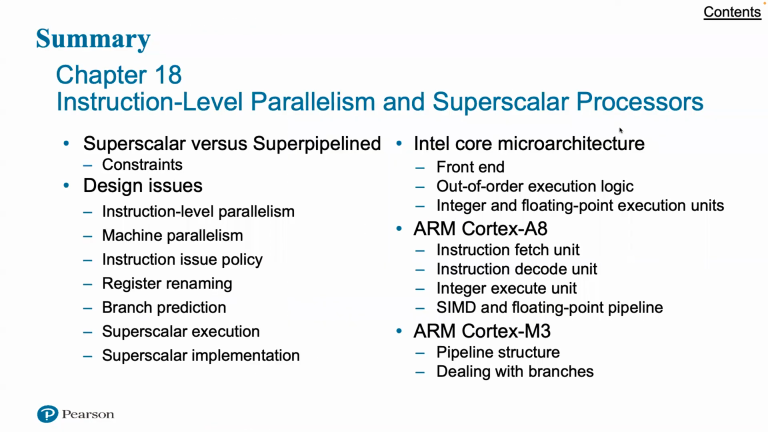Okay, well, just to finish up here, we're seeing some really amazing complexity and things that have been thought through for quite some time. We got a chance to look at the superscalar and superpipelined types of architectures, and we did a comparison between them. We looked at the design issues that come up: instruction-level parallelism, machine parallelism, instruction issue policy, register renaming, branch prediction, superscalar execution, and superscalar implementation.